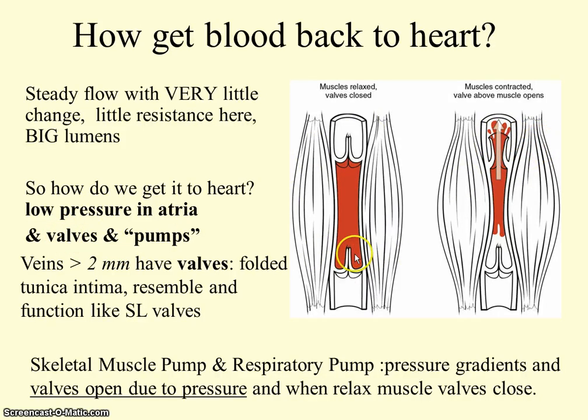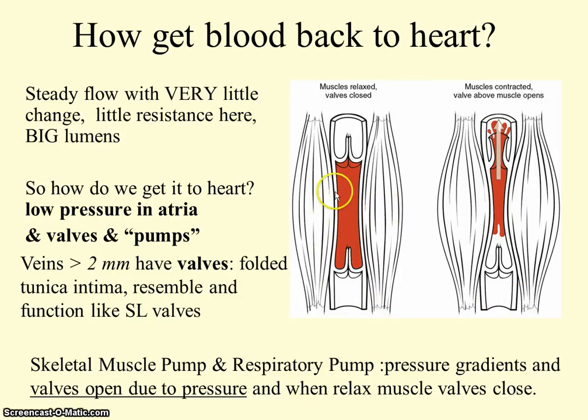It turns out that the valves help so that blood doesn't keep falling back, and these are especially prevalent in our lower extremities, our legs. We tend to see these valves anytime we have a vein larger than 2 millimeters, because that's going to be a real problem given the width of that vessel. The valve is a fold in the tunica intima, and it looks very much like the semilunar valves, as you see here in this cartoon.